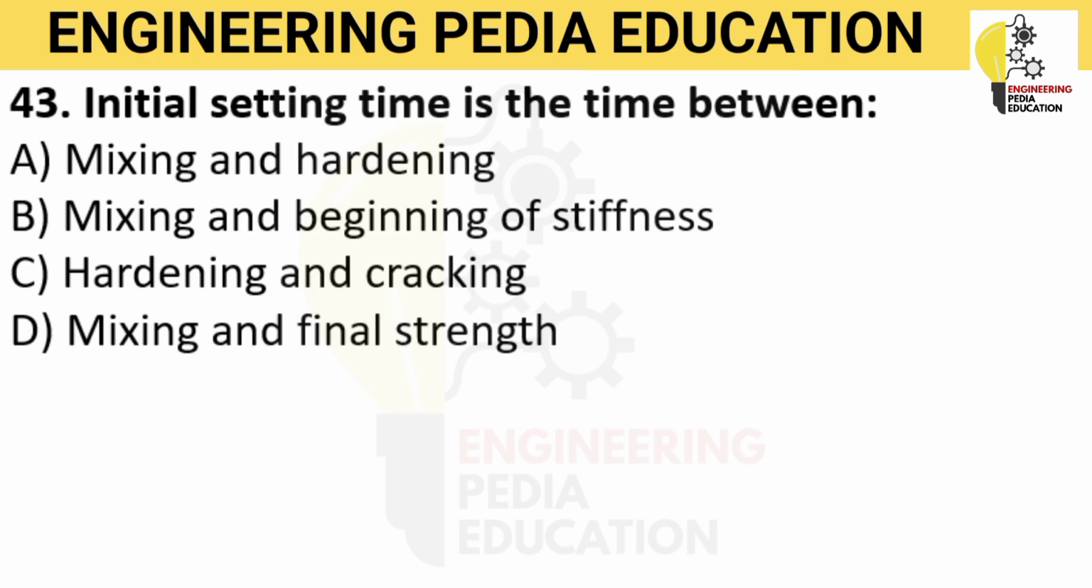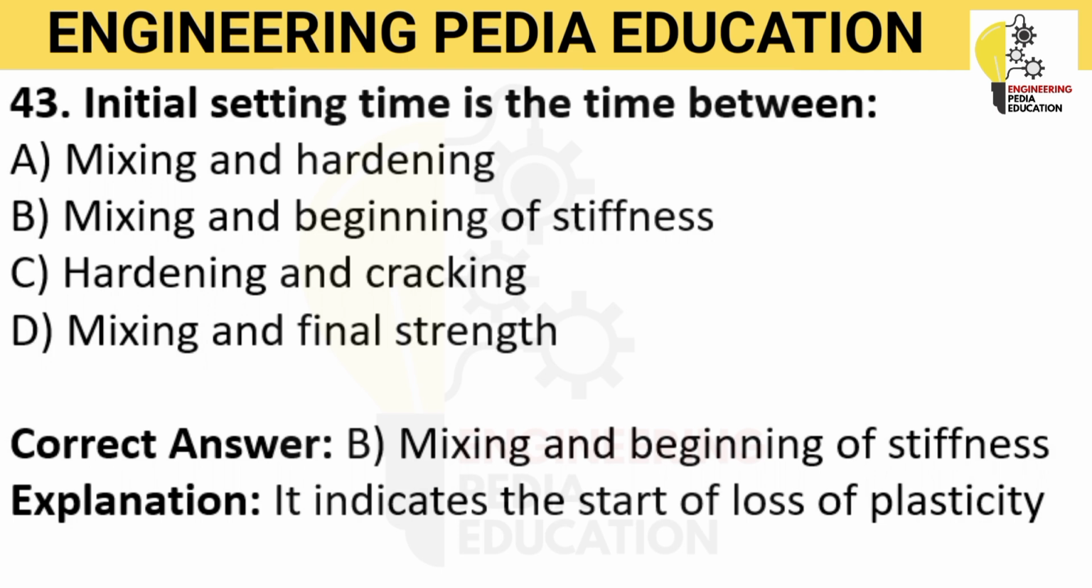Initial setting time is the time between mixing and hardening, mixing and beginning of stiffness, hardening and cracking, or mixing and final strength. So the correct answer is mixing and beginning of stiffness. After adding water to cement, the moment the cement paste starts losing its plasticity is called the initial setting time. Initial setting time is a minimum of 30 minutes for OPC. During this time, mixing, transporting, placing and compaction of concrete should be completed. It is measured using the apparatus called the Vicat apparatus. It indicates the start of loss of plasticity, that is, the initial setting time.